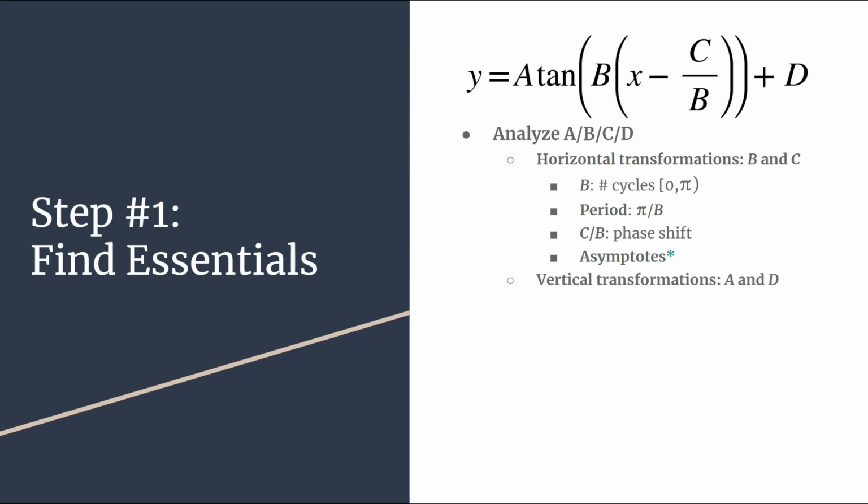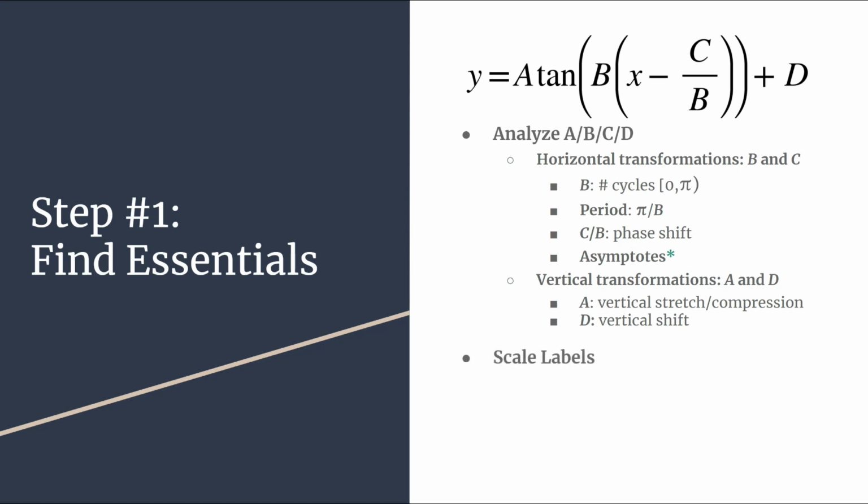Okay, then we have our vertical transformations, A and D. So A is going to be your vertical stretch or compression. Note that if A is negative, our graph will be reflected vertically, so reflected over the x-axis. And D will be our vertical shift. So if we see +1, we'll move up 1. If we see -1, we'll move down 1.